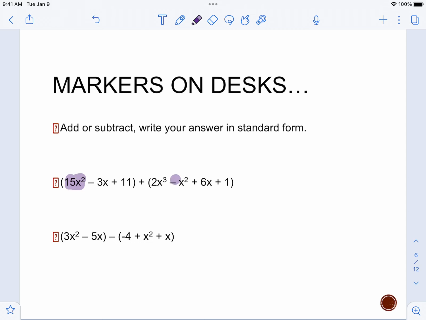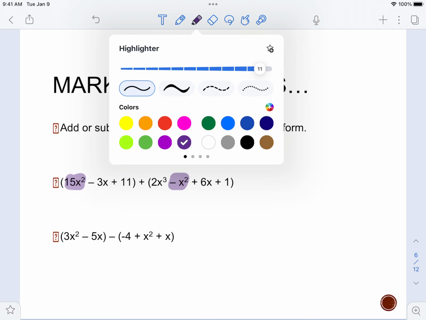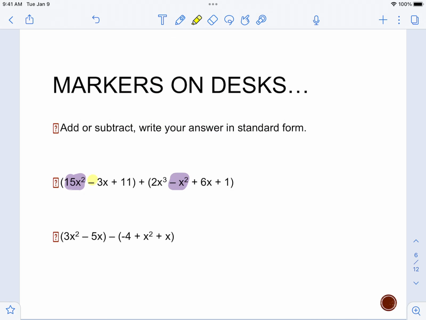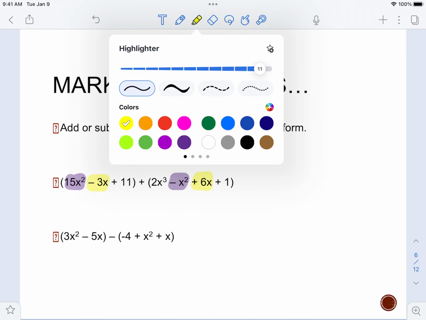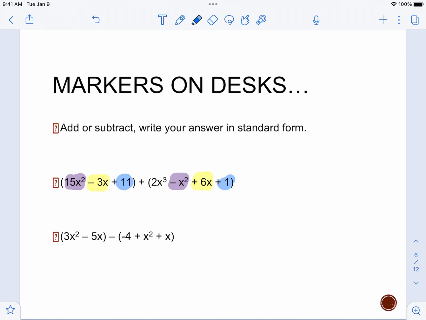So I've got some squared ones that can go together. If I use some different colors here, we've got x's that can go together. And then we've got some constants that can go together. All right, so in standard form, the x cubed goes first, the highest degree. Then for the x squareds, 15 minus 1 is 14x squared. Then for the x's, negative 3 and 6 makes a plus 3x. And then 11 plus 1 for the constant is 12.